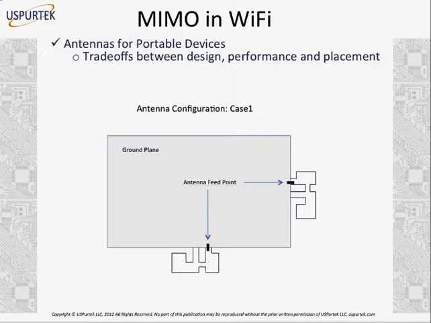The performance parameters such as operating bandwidth, impedance matching, peak and average gain, radiation patterns, efficiency, and specific absorption rate are important. Also, the human body effects on the antenna need to be considered. This picture shows a case 1 scenario where diversity is achieved by placing a second radiating element along the length of the ground plane. So you see the 2 elements, one is placed here on the side and one is placed here.